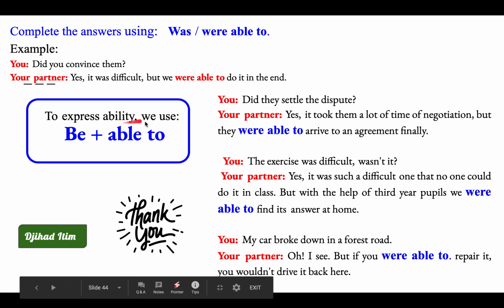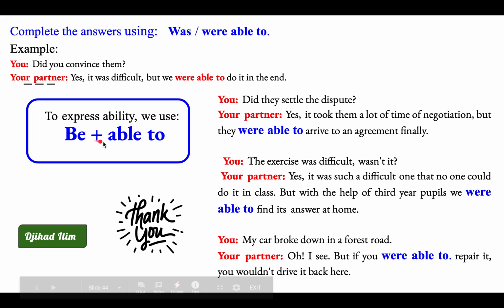So to express ability, use be plus able to. If it is in the present simple, use the verb to be in the present simple plus able to. If it is in the past simple, use the verb to be in the past simple plus able to, like these examples.